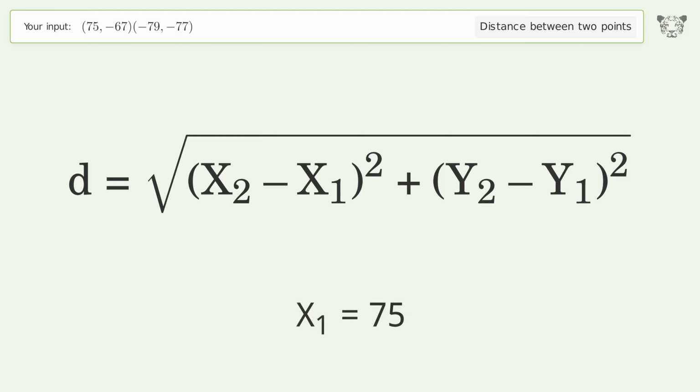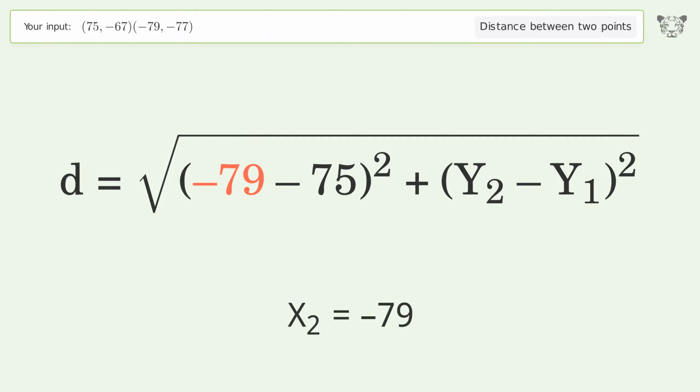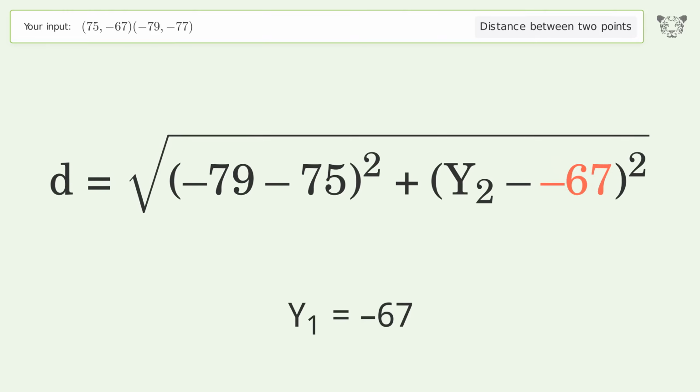x1 equals 75. x2 equals -79. y1 equals -67. y2 equals -77.